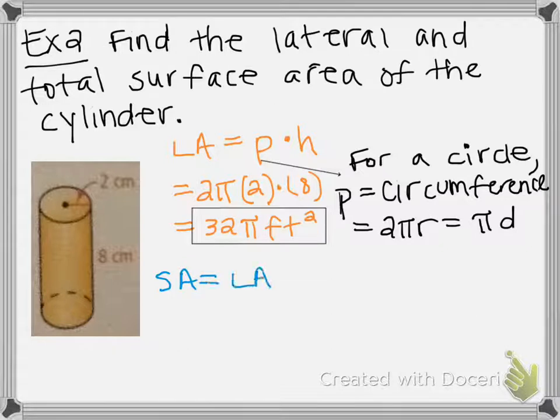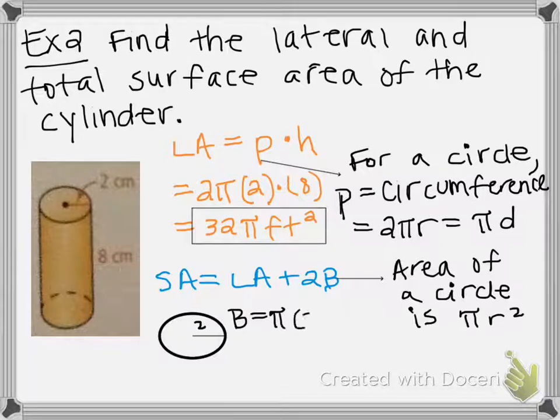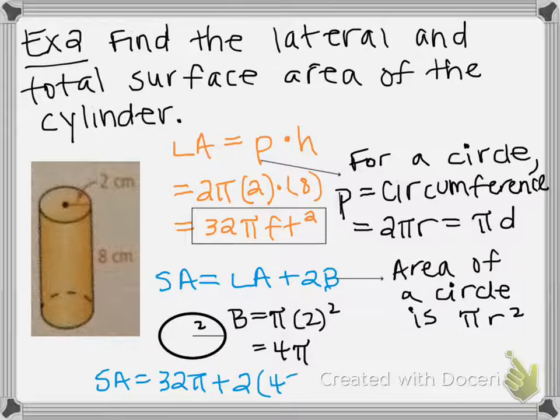Surface area is, as usual, our lateral area plus the area of two bases, but this time, since our base is a circle, in order to find the area of a circle, we need to use pi r squared. So here is what one of my bases looks like. r is 2, so pi times 2 squared is 4 pi. So adding that 4 pi onto 32 pi, which was my lateral area, I actually have to add 2 of those, I get a total of 40 pi feet squared.